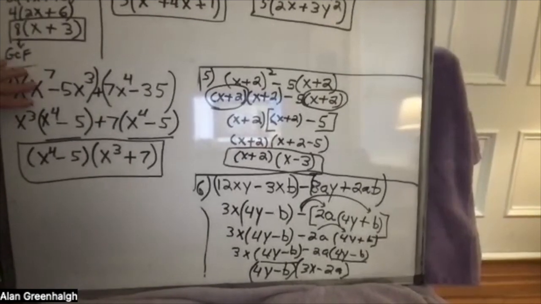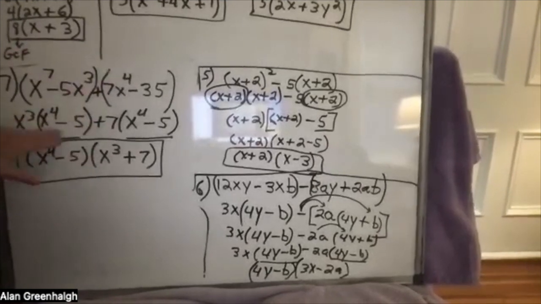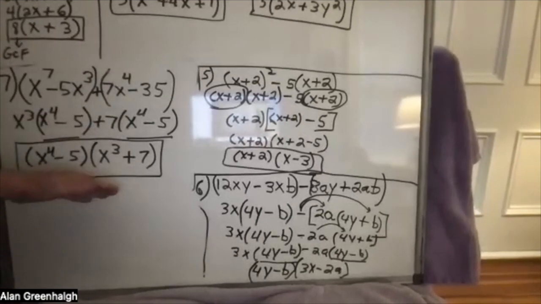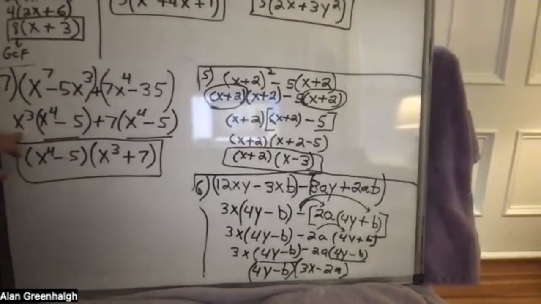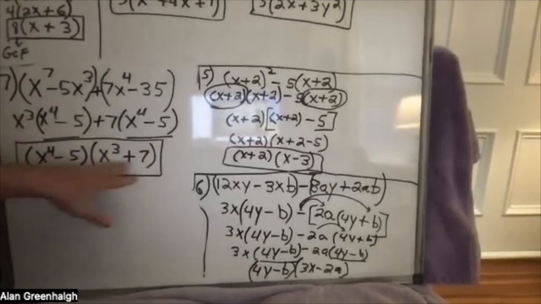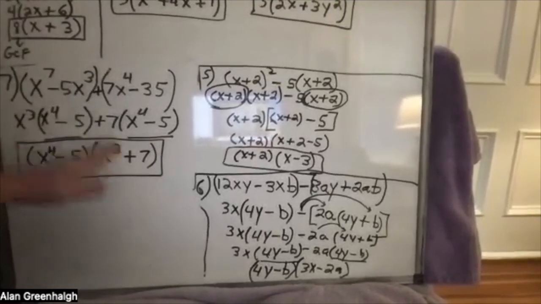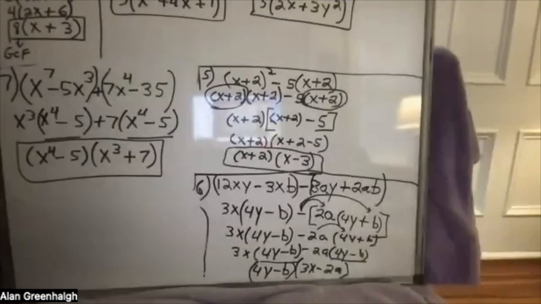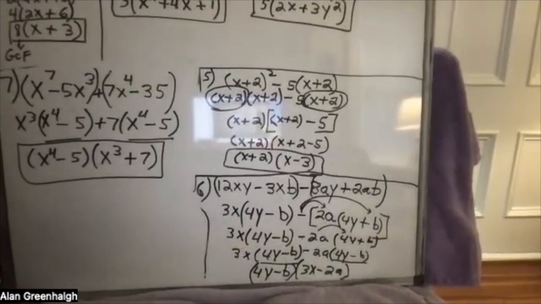So I factored this into this into this. Then there was a common factor of x to the 4th minus 5. I pull that out. There it is right there. And what's left is the original x to the 3rd and the 7. And that's the answer to the question right there. Okay, that's completely exactly the way you would do that problem. This is a horse of a different color.